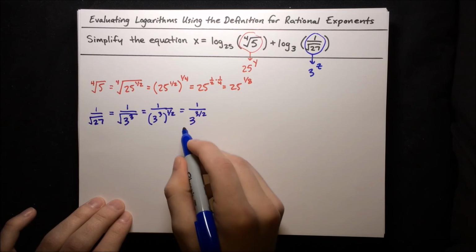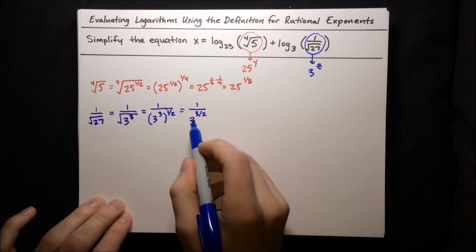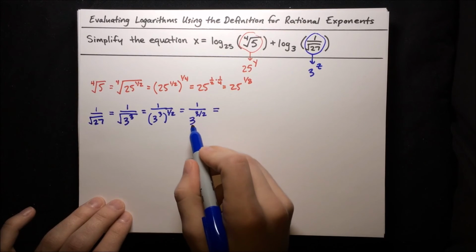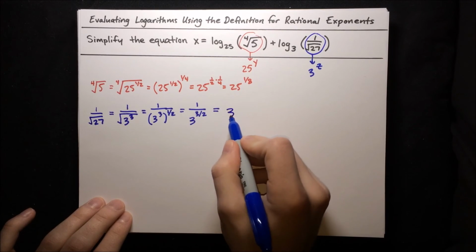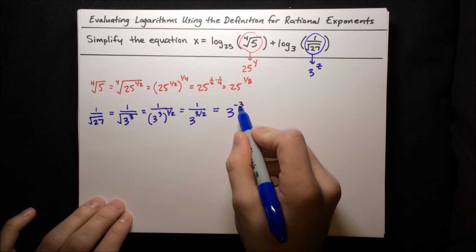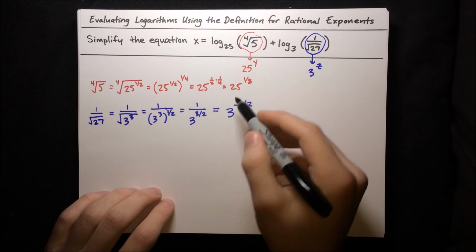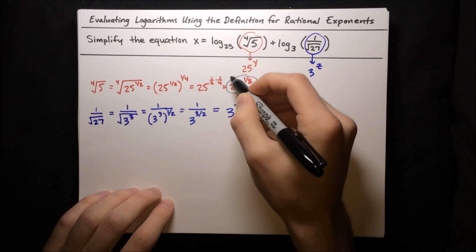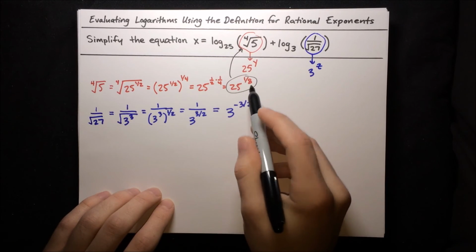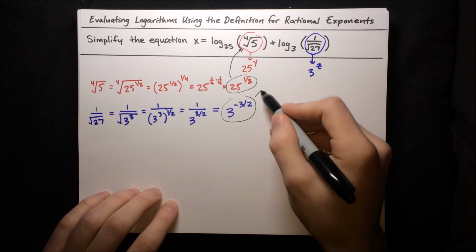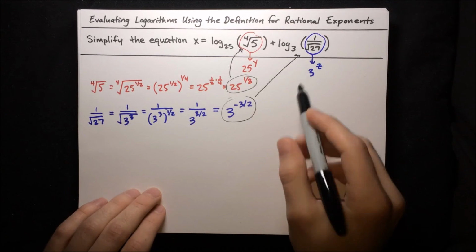That's 3 times 1/2. And now our last touch, to get 3 outside of the denominator of the fraction, we can just flip the fraction and put a negative on the exponent. So that's just 3 to the negative 3/2. Great, so now let's put these numbers in for the arguments of our logarithms. 25 to the 1/8 will go in for the 4th root of 5, and then 3 to the negative 3/2 will go in for 1 over root 27.